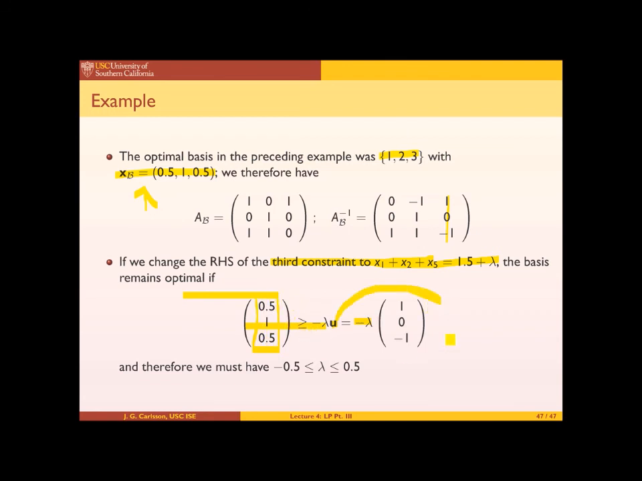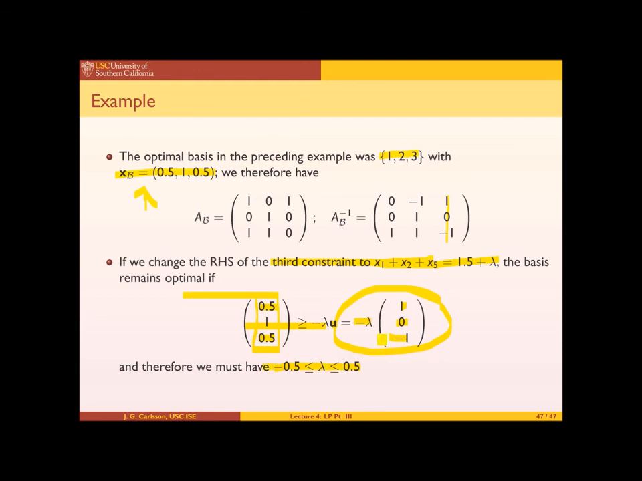First of all, there's a 0 in that middle entry, so it doesn't contribute anything. You have 1 is greater than or equal to minus lambda times 0, so 1 is greater than 0, which is always true. But the first and third entries do tell you something. The first says 0.5 has to be greater than or equal to minus lambda times 1, so lambda has to be greater than or equal to minus 0.5. In the third entry, 0.5 is greater than or equal to minus lambda times -1, so lambda has to be less than or equal to 0.5.